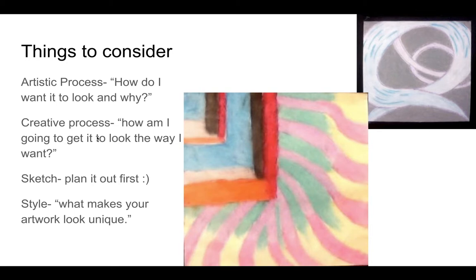And then the creative process, which is you actually making the artwork, is how am I going to get it to look the way I want? What steps do I need to take to create this look or this look? How do I need to go about making that? One way is sketching. The sketch is your plan, so you might sketch out a few things to help you come up with your plan. And then style is your unique style and what makes it look different than everyone else's.